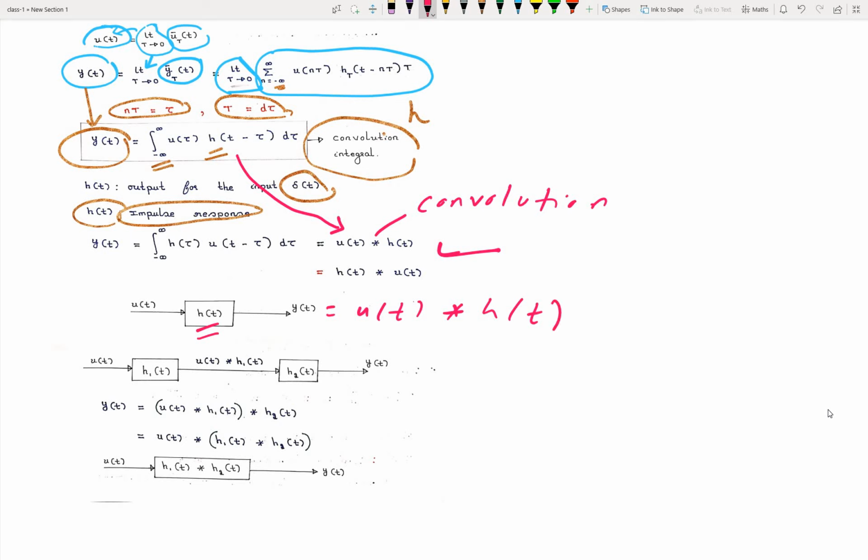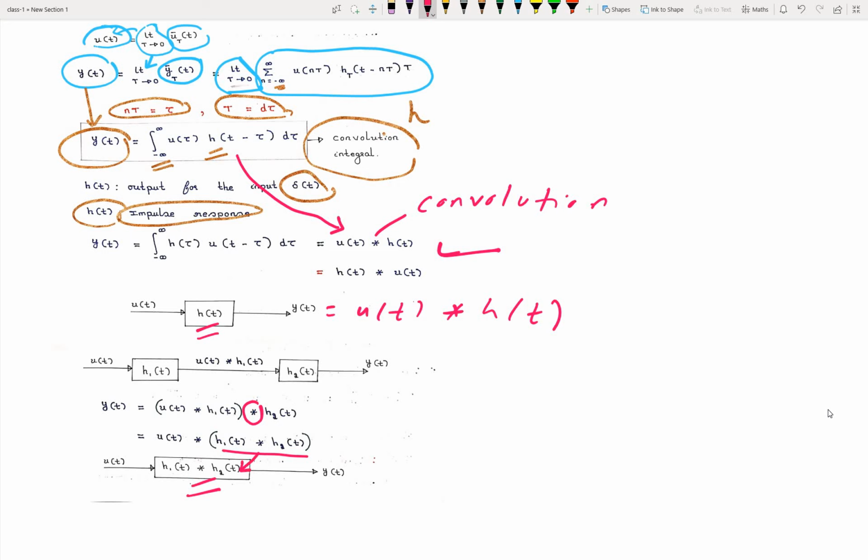If we have two systems in cascade, represented in terms of impulse responses h1 of t and h2 of t, then when we cascade them we get the representation h1 of t convolution h2 of t. How we got this: the output of the first system is u of t convolution h1 of t. Then we again have impulse response h2 of t, so for input to output this is the relation we get. The same thing I represented in terms of a block diagram.